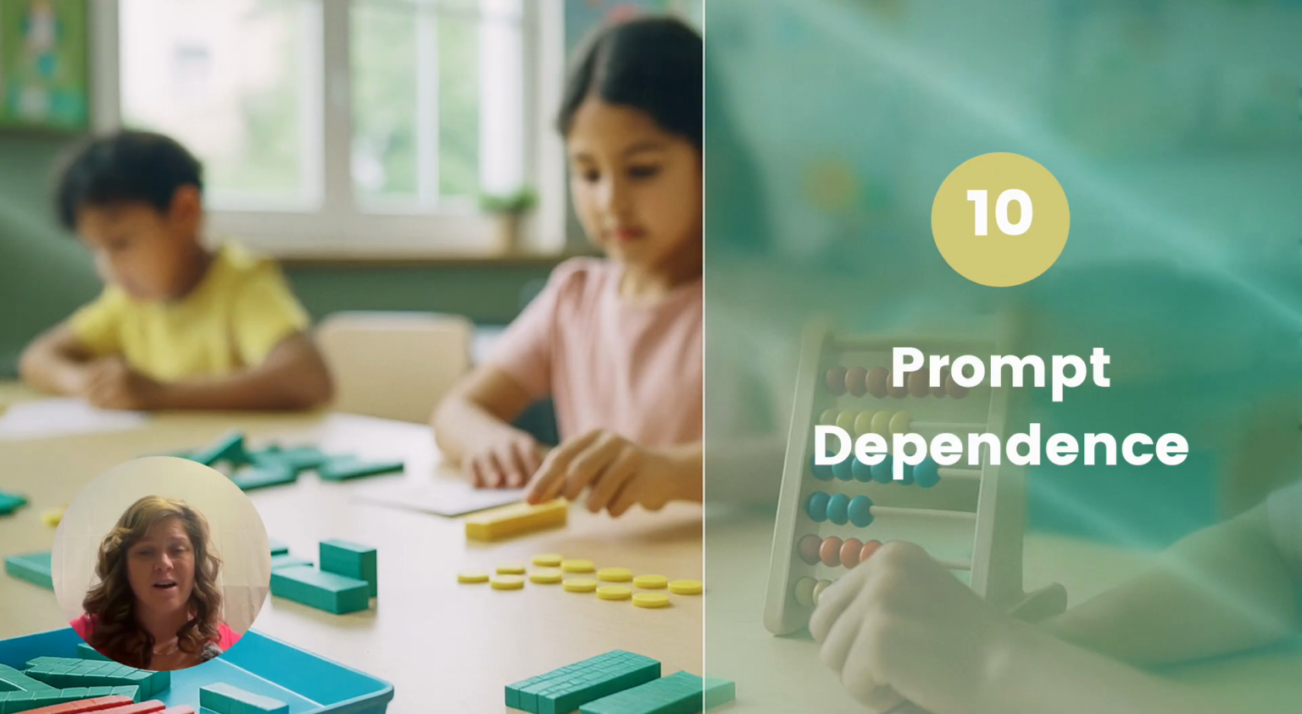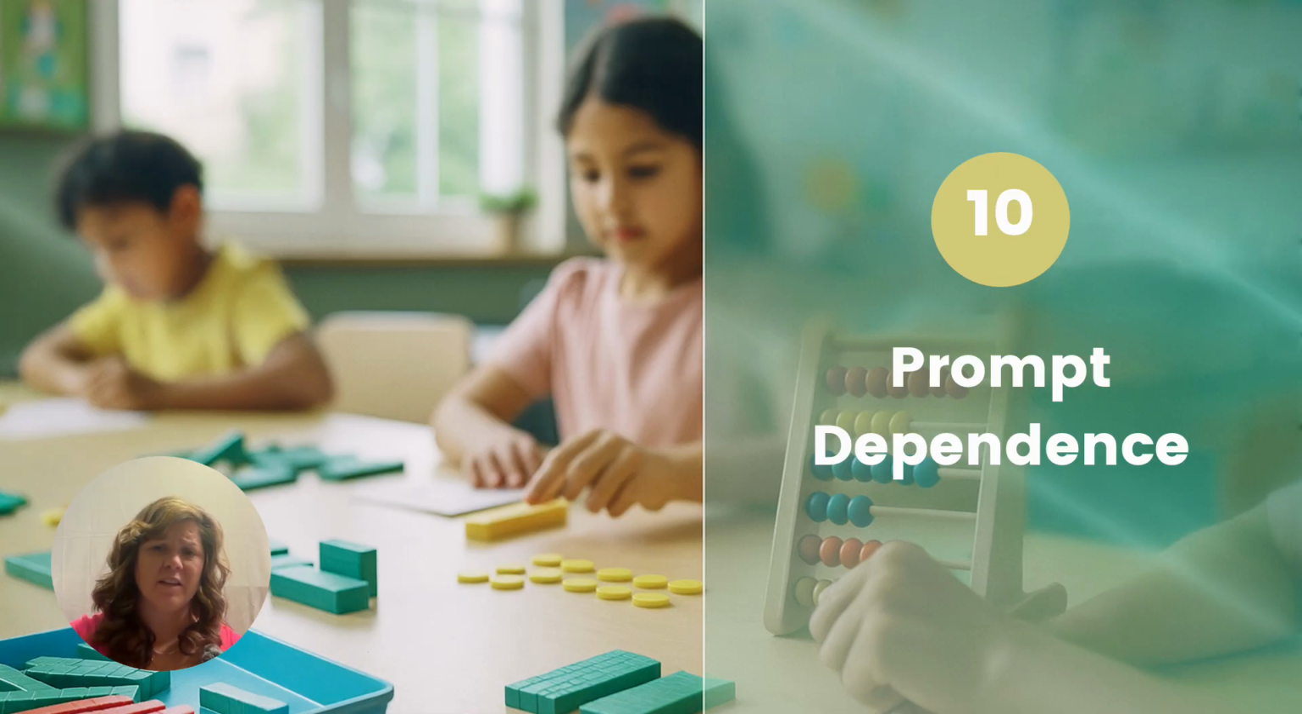Let's make this really concrete. A prompt-dependent learner might wait for you to repeat the instruction, look at you before responding, only respond after you gesture, model, or guide, and perform perfectly during sessions, but not anywhere else. So it can look like they know the skill, but the moment you step back, the skill disappears. That's prompt dependence.